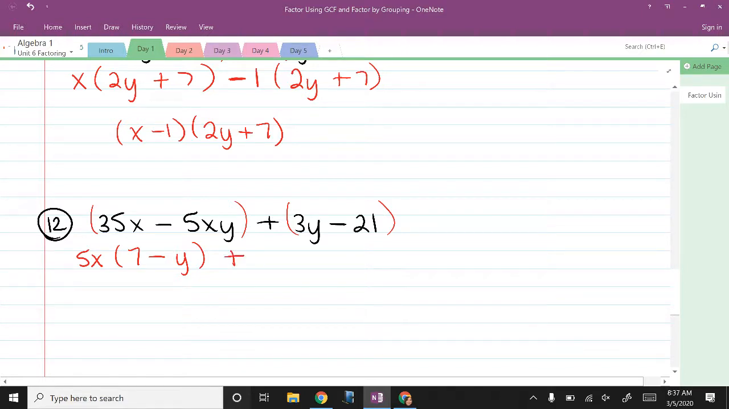GCF is what? 3. Parentheses. Y. Minus. Uh-oh. Why is that a uh-oh? It's not commutative, and they're not the same, are they? No, 7 minus y is not the same as y minus 7. If these were plus signs, would they be the same? Yep. They're not the same.